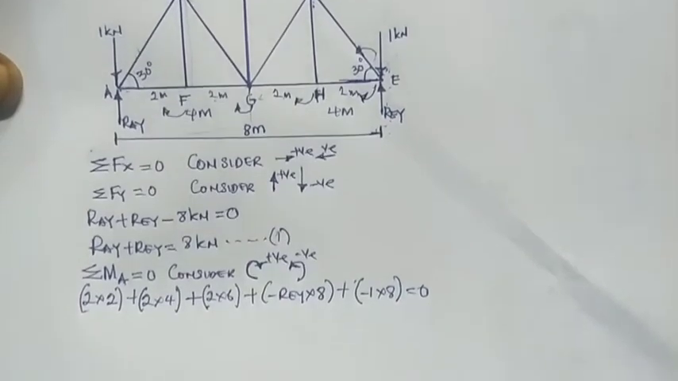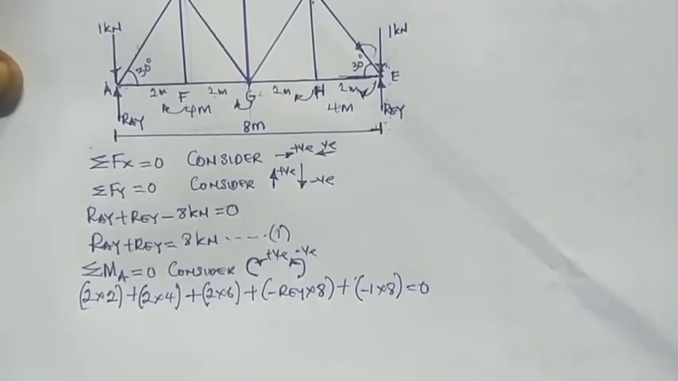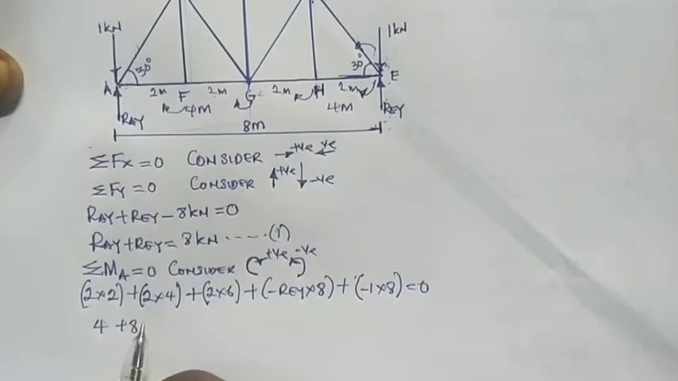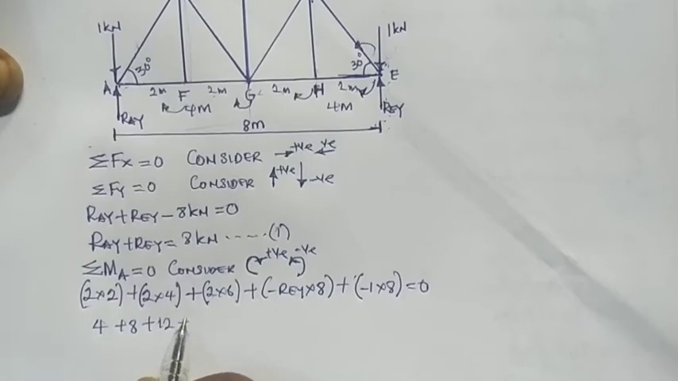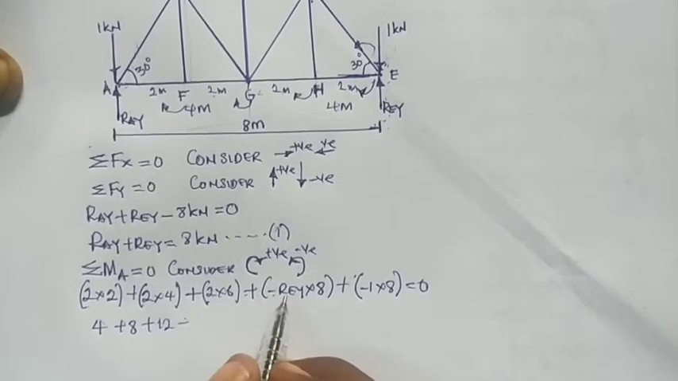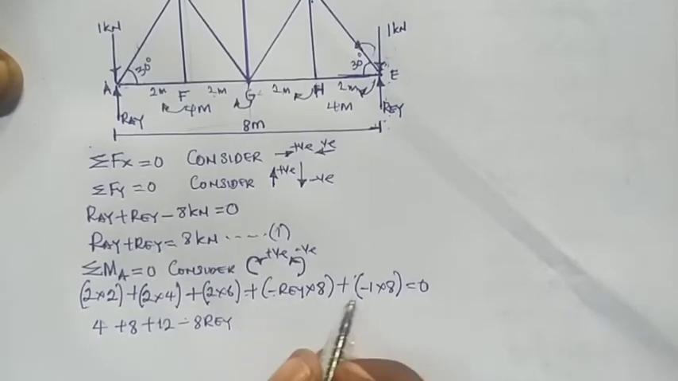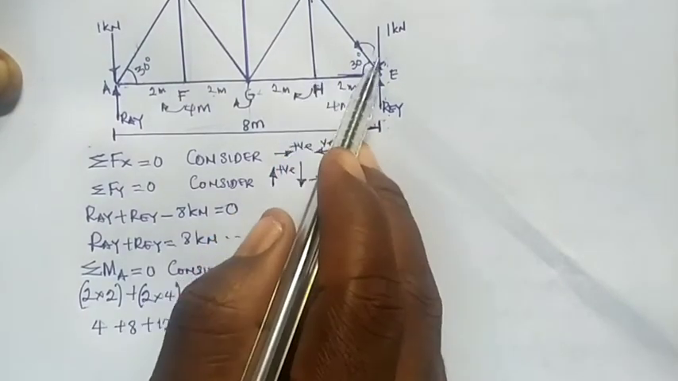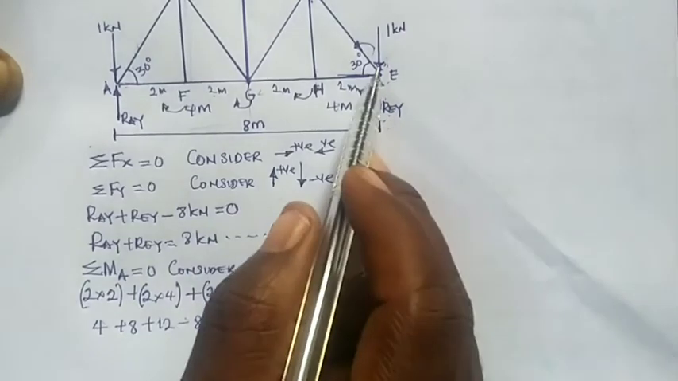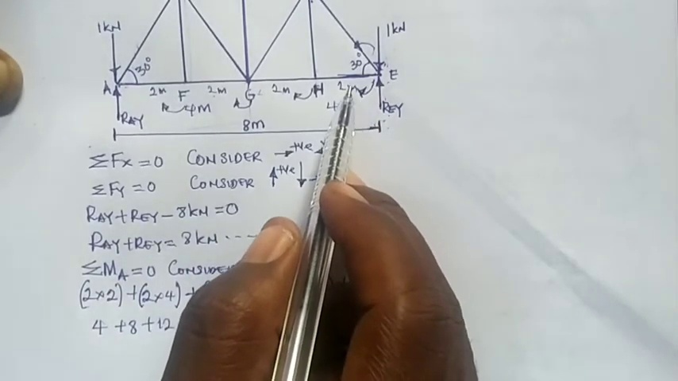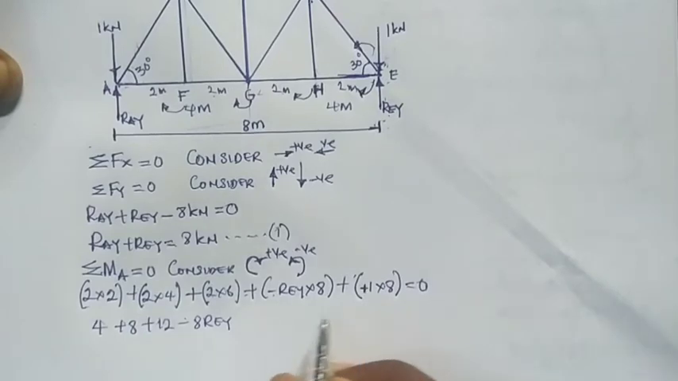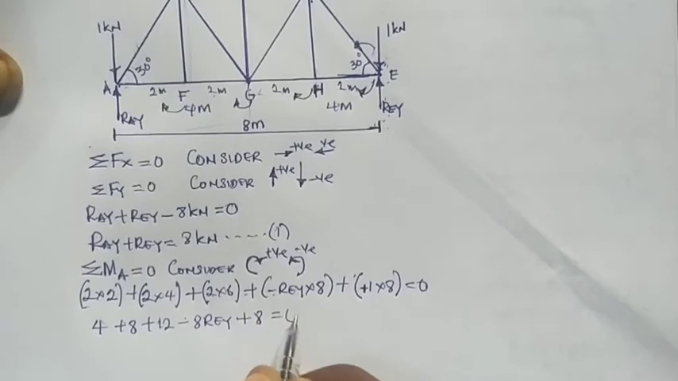0. So move forward. So from here we have 2 times 2 is 4, plus 2 times 4 is 8, plus 2 times 6 is 12, minus times plus is minus, 8 REY, then we have now this is going here, this is anti-clockwise, and this is clockwise here, right? Clockwise, so it is positive. So 8 times 1 is 8, right? So we have plus 8 equals to 0.